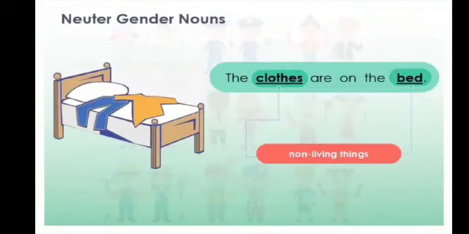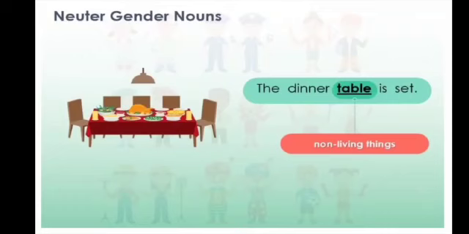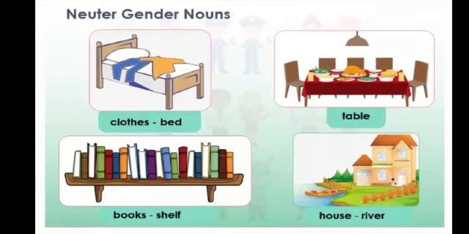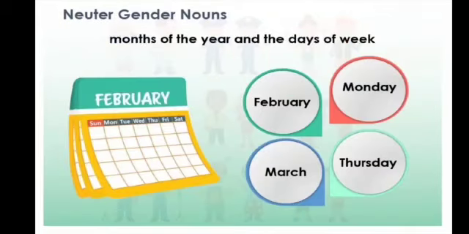Let us look at some sentence examples. The clothes are on the bed. The dinner table is set. The words clothes, bed, table are neither masculine nor feminine. It means they are neither male nor female. They are non-living things. So they are the neuter gender. They are used for objects and places and also for months of the year and days of the week. For example, February, March, April, Monday, Thursday, Saturday, etc.